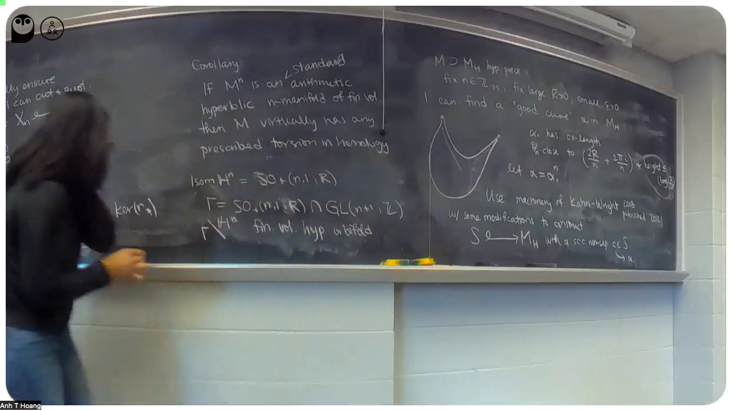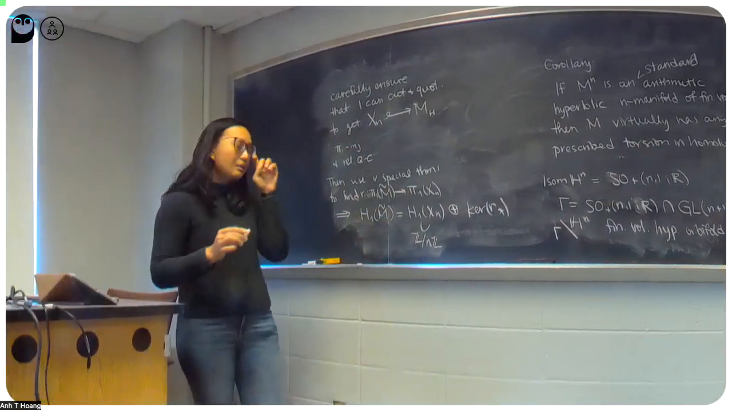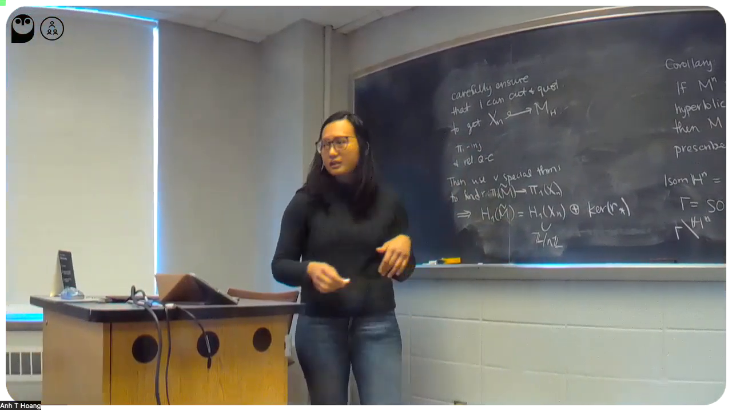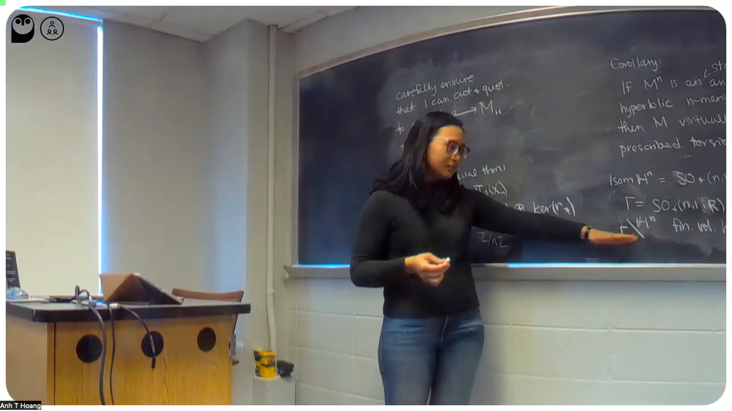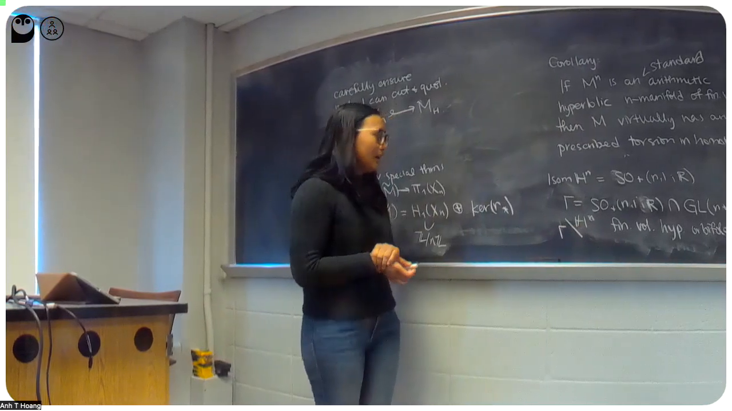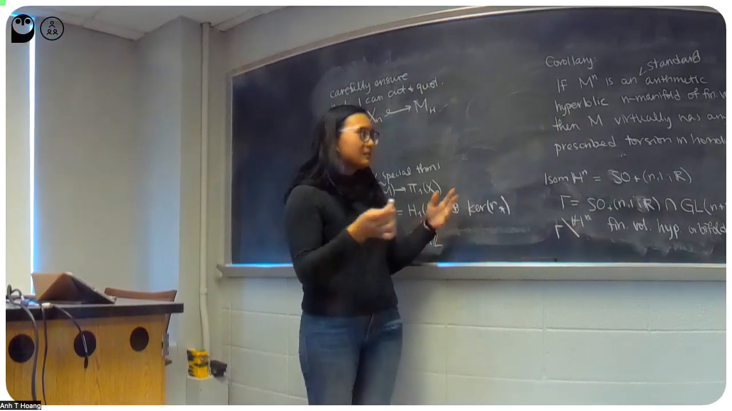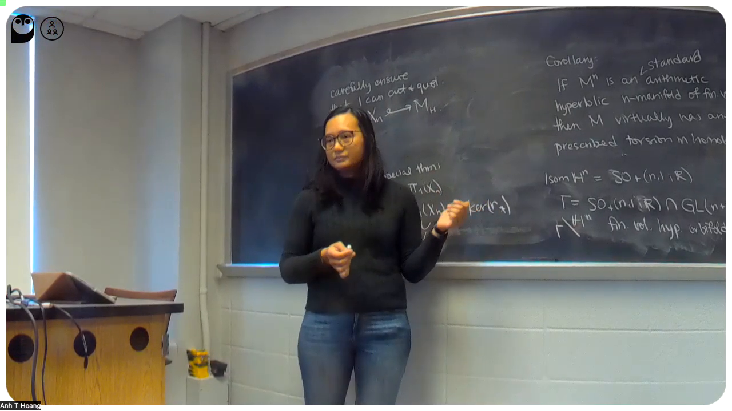So this is unfortunately not a manifold because there are some torsion elements in this group, but you can easily find finite covers that are torsion free. So you can easily find finite covers of this orbifold that are manifolds. And this is the standard example of an arithmetic hyperbolic n-manifold.